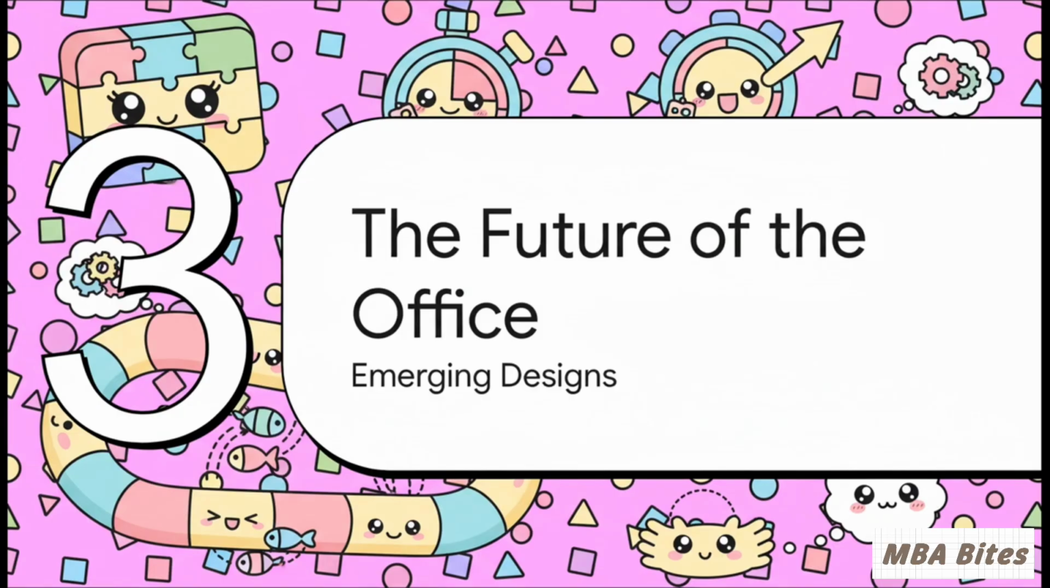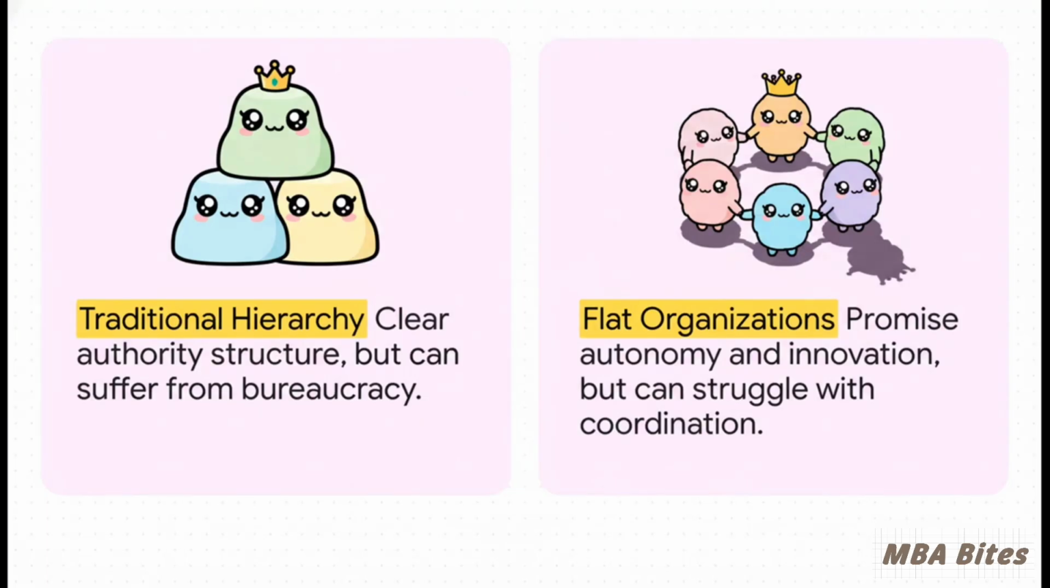Okay, now that we have the toolkit, let's look ahead. The world of work is changing incredibly fast, and these new trends are really pushing the boundaries of traditional organization design. The big debate right now seems to be hierarchy versus these flat structures. Hierarchy is efficient, it's clear, but boy, can it be slow and bureaucratic. Flat organizations, on the other hand, promise autonomy and innovation, but they can seriously struggle with coordination. And what's really interesting is that even without formal titles, an informal shadow hierarchy almost always pops up anyway, where influence and real power just end up with a few key people.